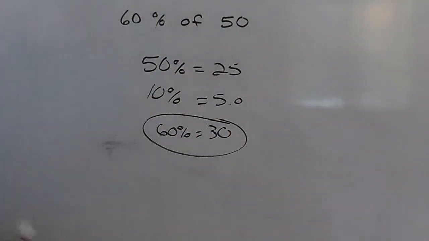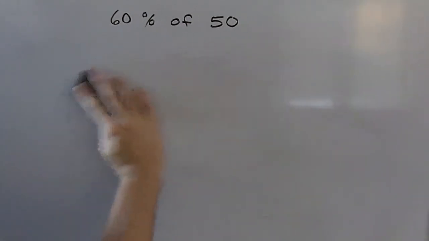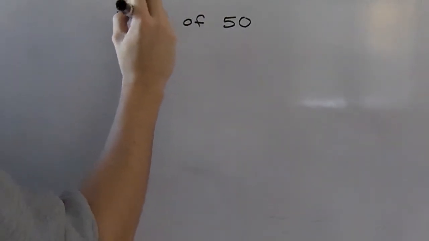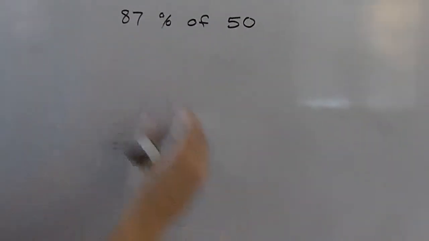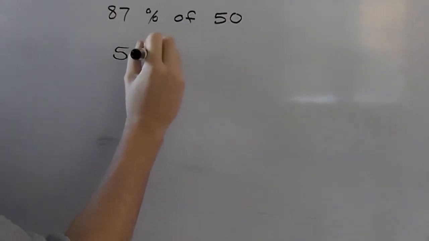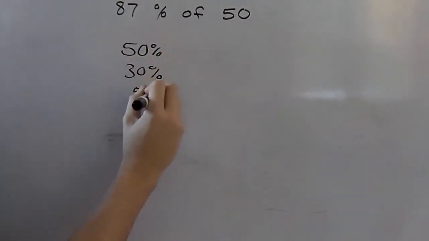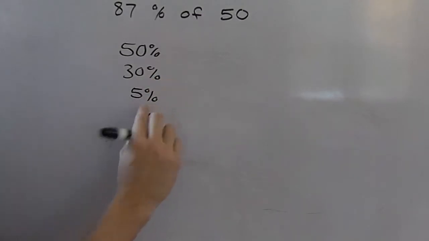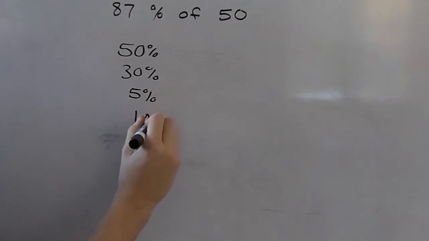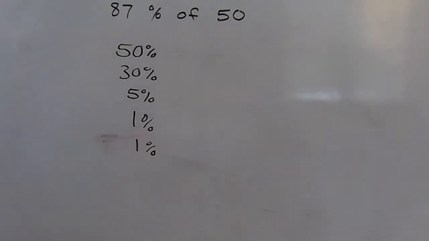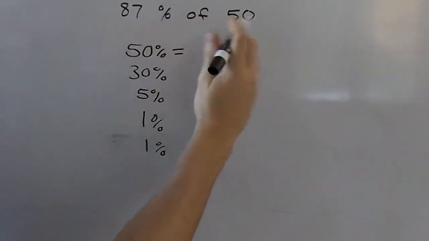Okay? Let's do another one. Let's try to find 87% of 50. Okay? So again, I'm going to start with the half because I know that what I'm going to do here is figure out what 50% is. Then I'm going to figure out 30%. Then I'm going to figure out 5%. And then I'll figure out 1% and 1%, because total that makes 87%. So 50% is half, which is 25.